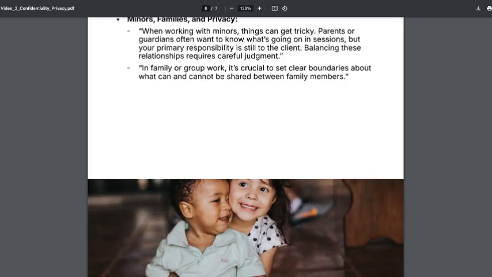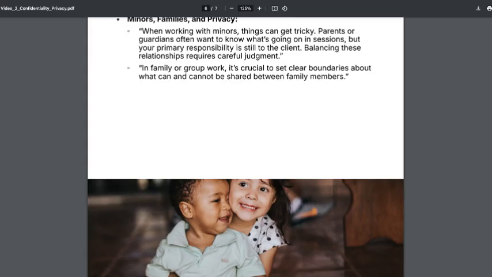who? You're absolutely right. The client. Balancing these relationships, though, can be very, very challenging. So you have to be careful and use proper judgment. If you're working with a family or doing some group work, it's crucial to set clear boundaries about what can and cannot be shared between the family members.